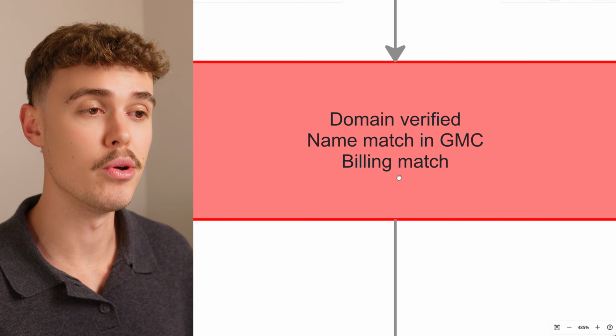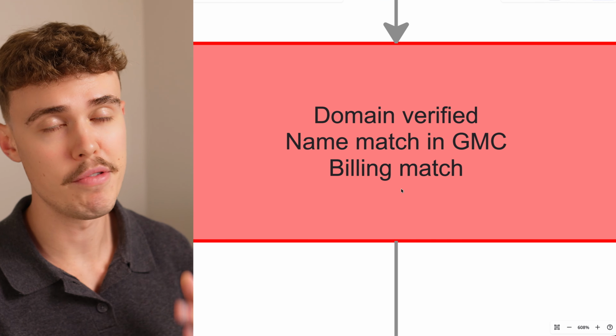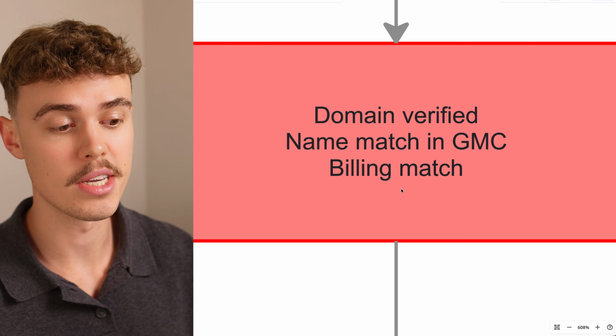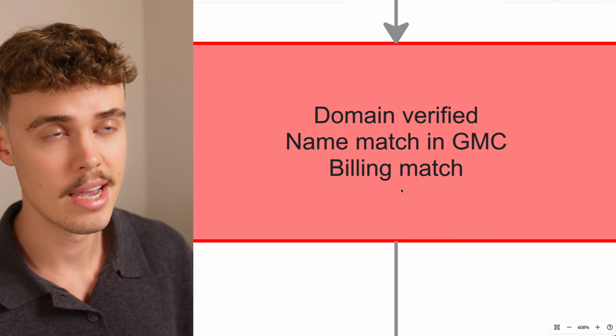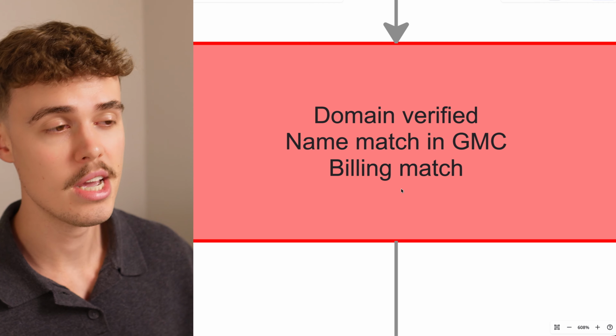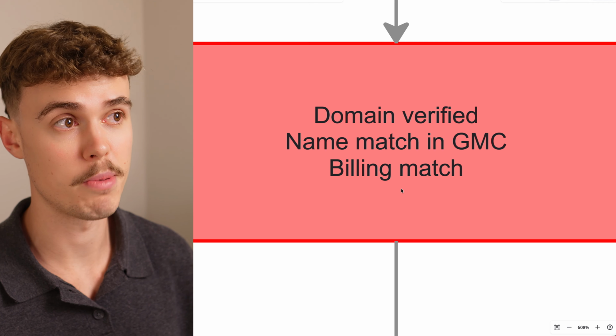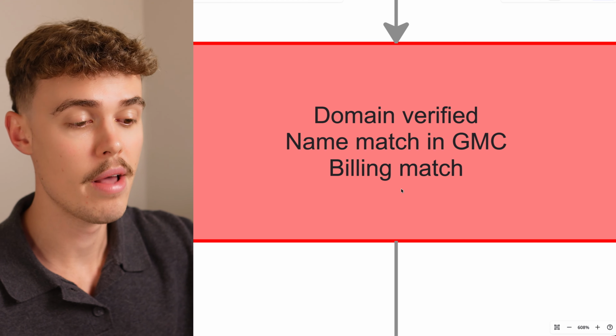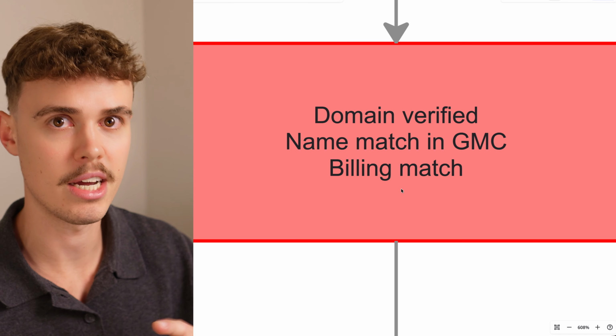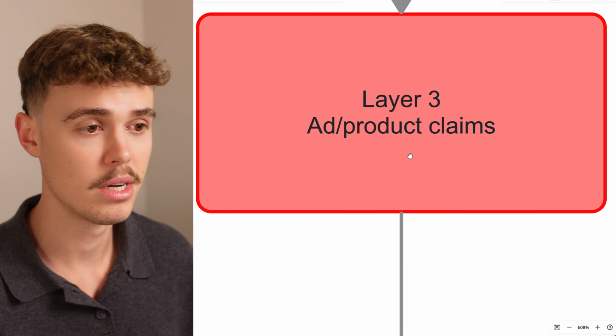Or if you have used, this is another one to look out for: if you had a suspension in the past and you're using the same billing details in Google Ads as you were on that suspended account, it gives you the potential to have issues with suspensions simply through linkage, basically cross-pollination of having the same details across multiple accounts. So look out for that.